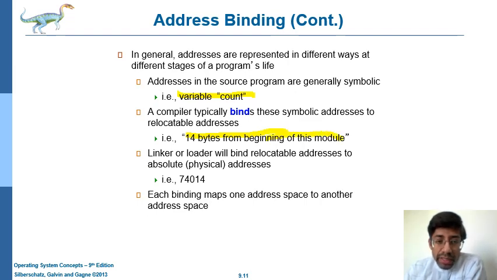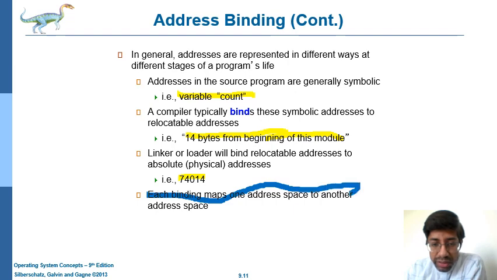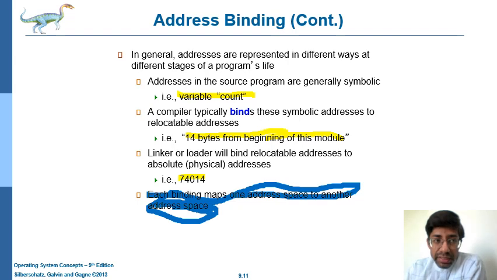Then there is a linker or a loader that will try to bind these relocatable addresses to actual physical addresses or absolute addresses, which are the precise addresses given in the main memory. Like, we are talking about 74014 would be the actual address allocated to this variable count in the main memory. So generally this binding mechanism is nothing but mapping of one address space to the other.